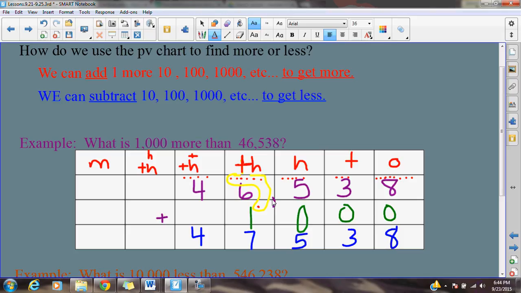And when I do that, I know that I have 7 total. I didn't have any here, so I was able to just add 4 to 0 and get 4. 5 to 0 and get 5. 3 to 0 and get 3. And 8 to 0 and get 8. And so that was 1,000 more. Just paying attention to the place value, because they don't always have to show you the number. They could write the word 1,000, and you just have to pay attention to the place value words.